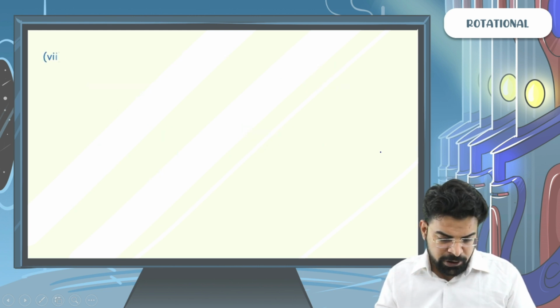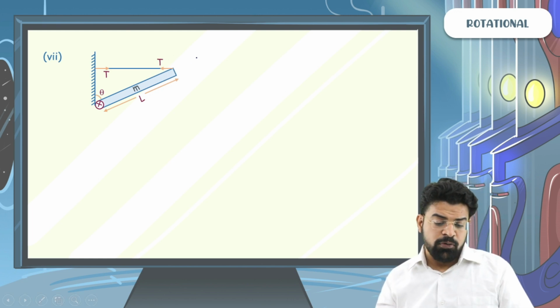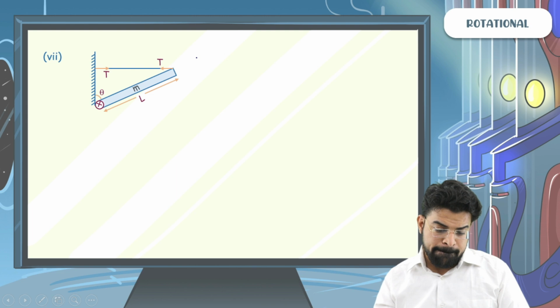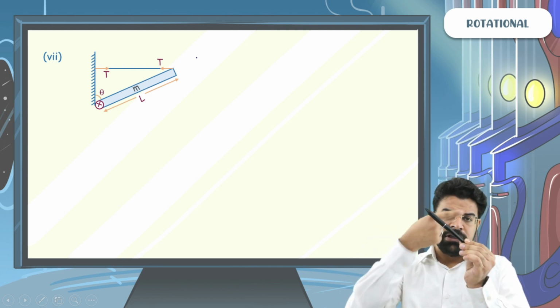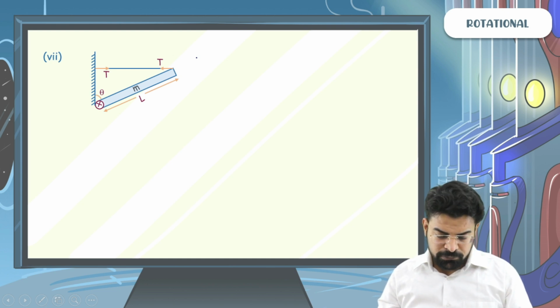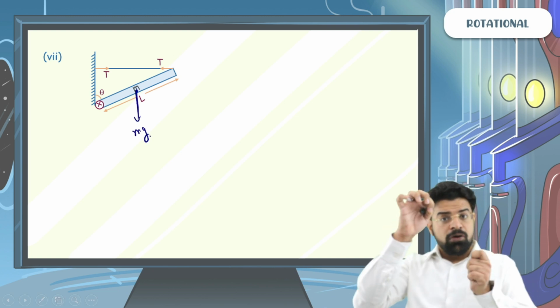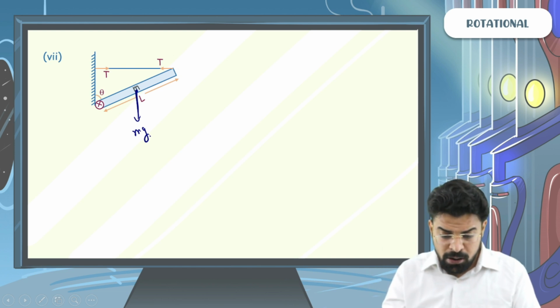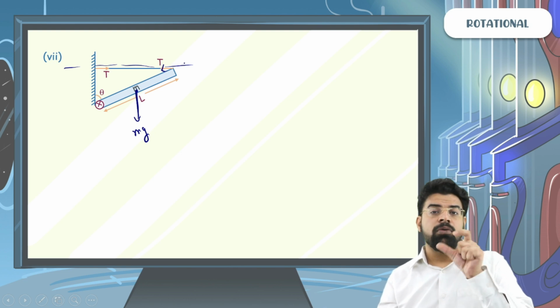Keep following. So the question goes like this. Now in this question, you need to find the value of tension. So there is this rod, and at the top you have connected a string. You need to find the value of tension. So the force of gravity, mg downward, provides the clockwise torque, while the force of tension provides the anti-clockwise torque.